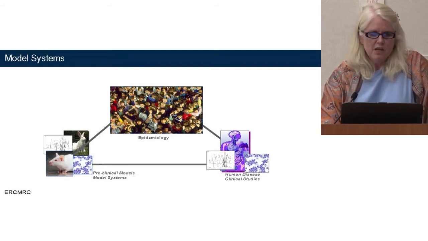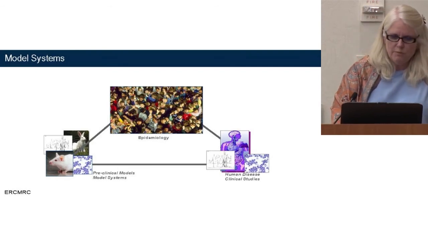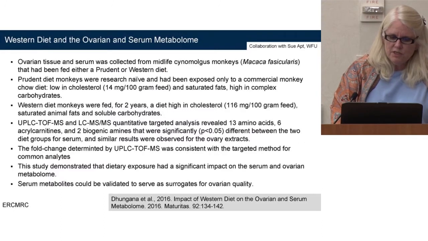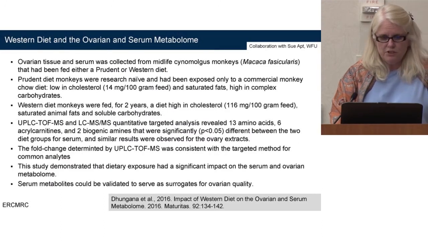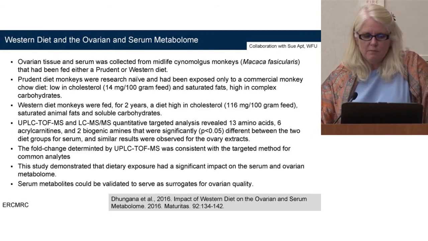Five minutes? Okay. So we have done some work on diet and the ovarian and serum metabolome. These studies were conducted with Sue App at Wake Forest University, and she had serum and ovary samples from monkeys that had been either on a prudent diet or a Western diet for 2 years.